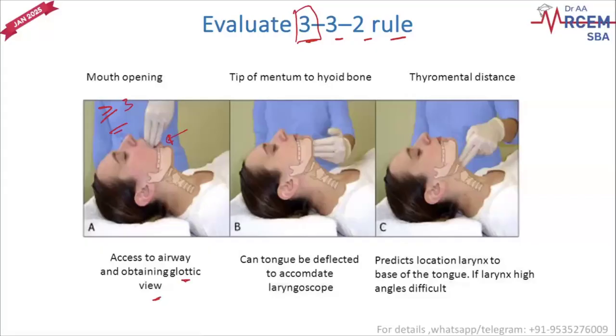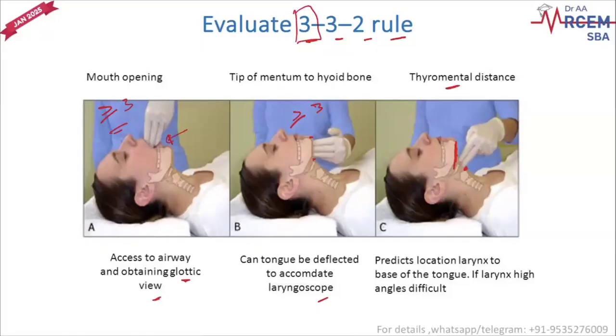Next thing is from the tip of the mentum to the hyoid bone, you're seeing how many fingers can fit in. If three or more fingers can fit in, that means it can easily accommodate the laryngoscope. So laryngoscopy will be easier. Then you'll be seeing how many fingers are accommodated from the base of the mandible, that is, from the hyoid bone till the thyroid cartilage, which you're looking at. Or it is also known as the thyromental distance.